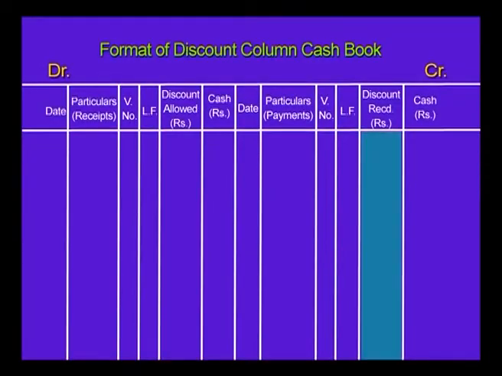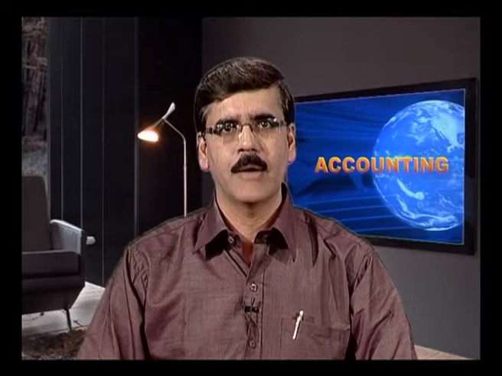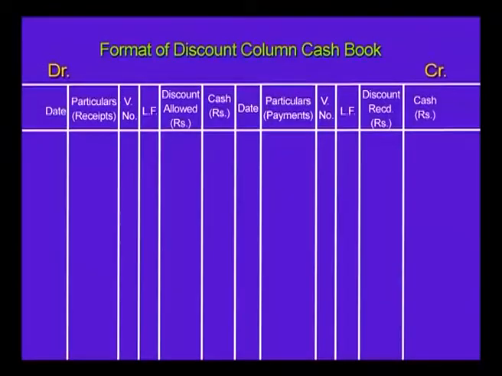Similarly, for recording cash payment by business firm to its suppliers, where cash discount has been received, the discount column on credit side will exhibit the amount of cash discount received from supplier. It means column for cash on credit side, that is column number 12, will show the amount of cash paid to supplier, and column for discount on credit side, just preceding column, column number 11, will show the cash discount received on related transaction from the supplier. This will be clear with the help of an example.